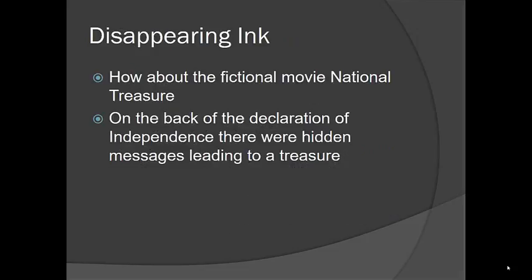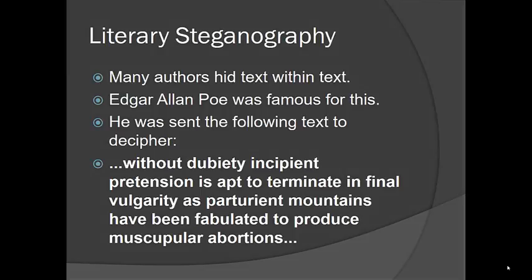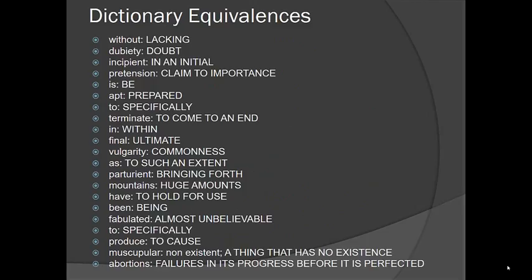So, of course, disappearing ink is one example. Literary steganography. Edgar Allan Poe was really, really famous at doing this. And I'm not going to go through this right now, but he used to go to great lengths to hide messages within his writing.